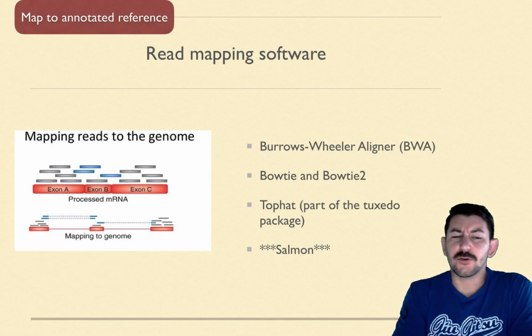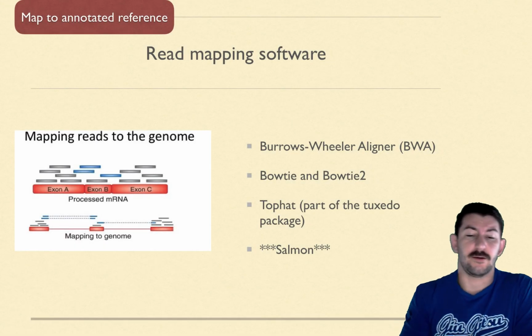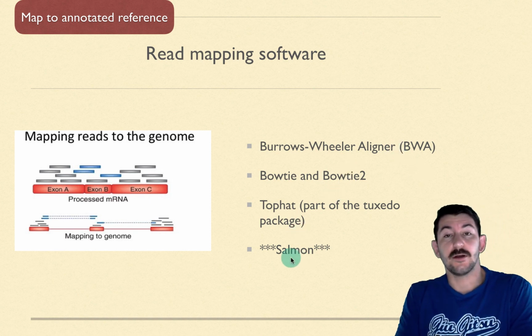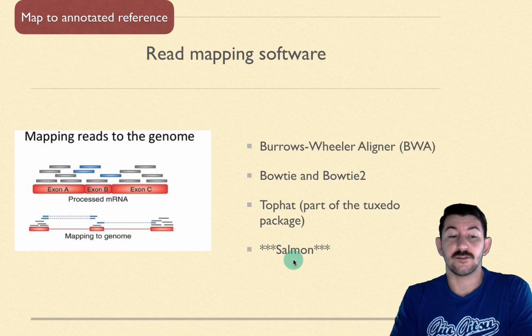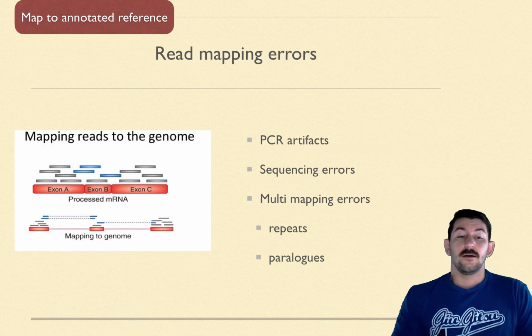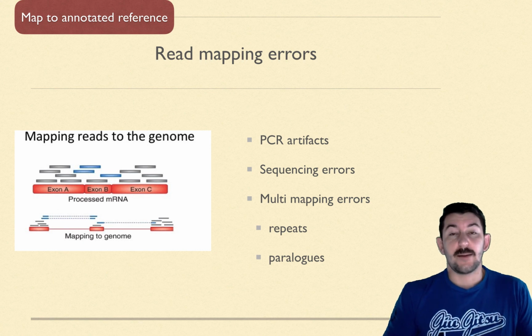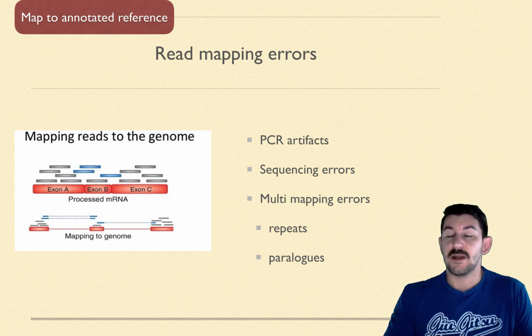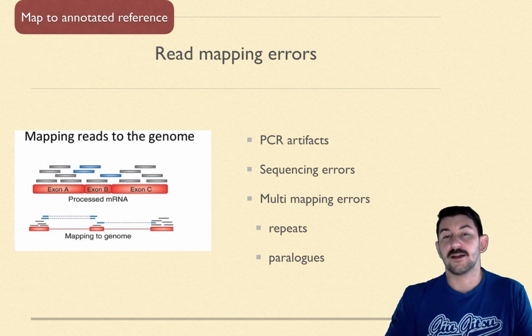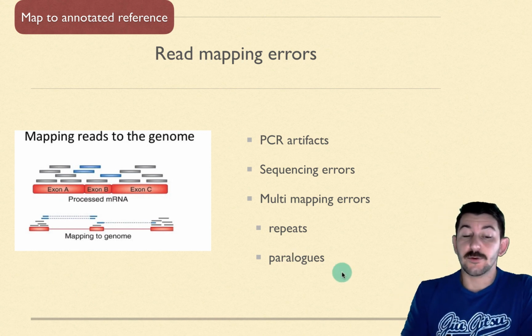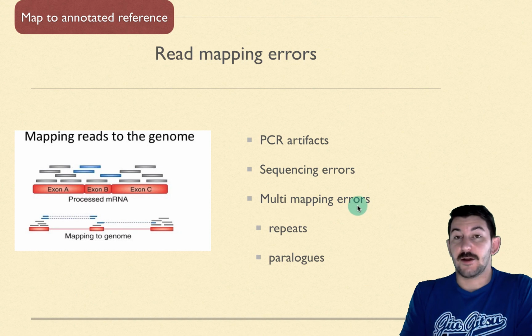So many of you are familiar already with different read mapping software. BWA, Bowtie. We didn't talk about TopHat or Salmon, but those are also really nice options as well. There are different issues that can arise during read mapping that are problematic in many analyses, but are extra problematic when you're thinking about estimating transcript abundance, particularly multi-mapping errors.